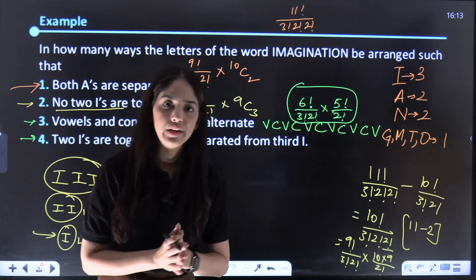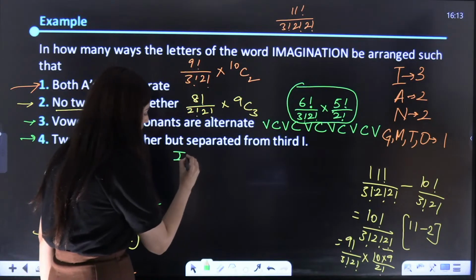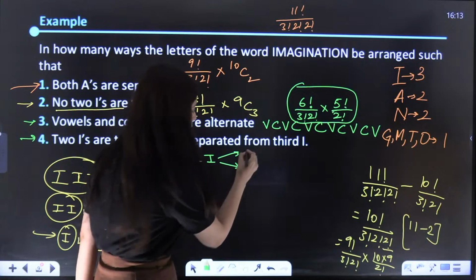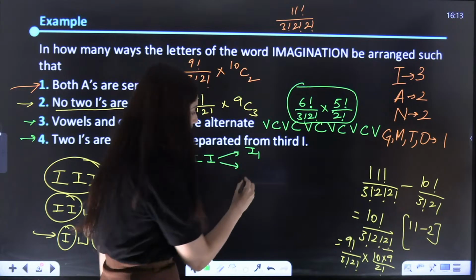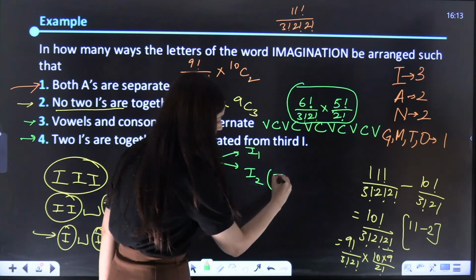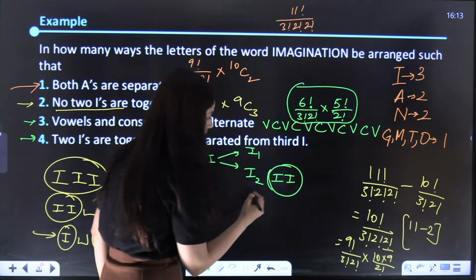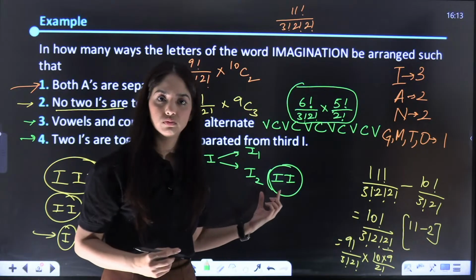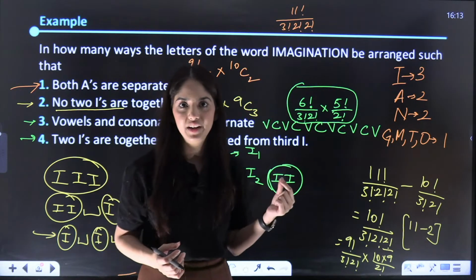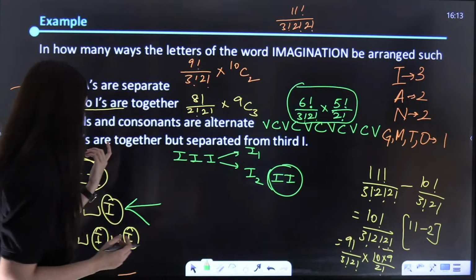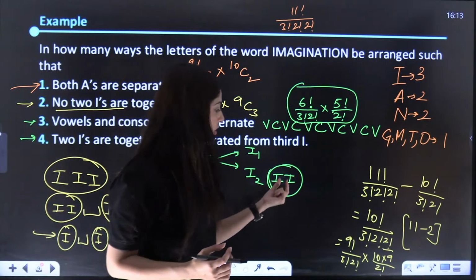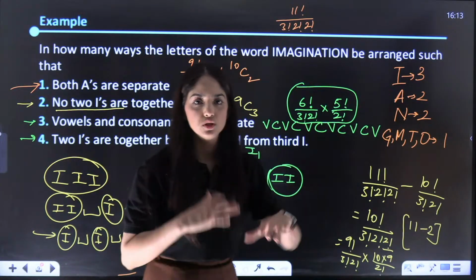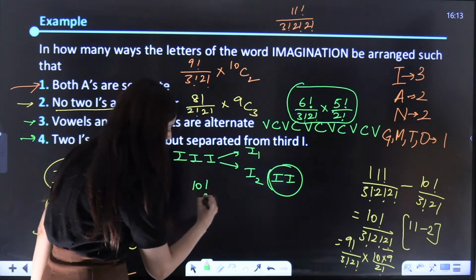So what we are going to do is, we are going to split the 3 I's into 2 units, 2 bundles. One is I1 which has 1 I and one is I2 which has 2 I's. Okay, these are now different. I1 is different from I2. They are, 2 I's is different from 1 I, right? So that means now we have to arrange how many units? 2 from here and the remaining 8 from here. So now we have to arrange 10 objects.